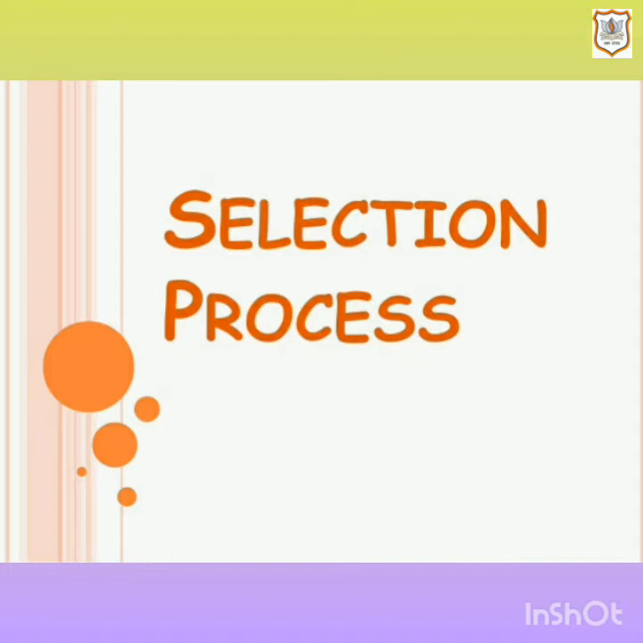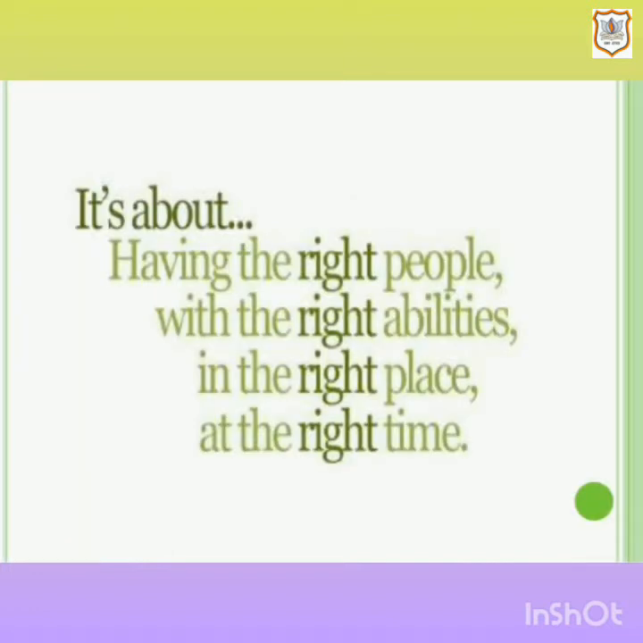In our last video, we completed the first step of the process of staffing, that was recruitment. Here we are going to start the second step of the process of staffing, that is the selection process. So let's understand the meaning of selection and continue with it. It's all about having the right people with the right abilities in the right place at the right time.